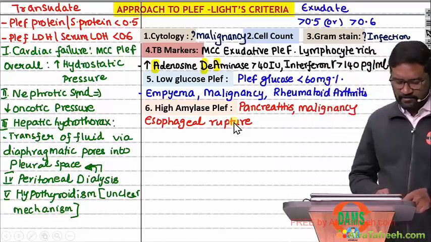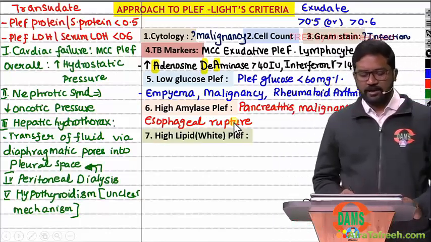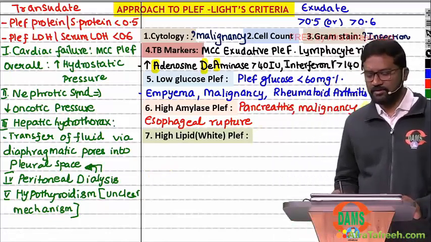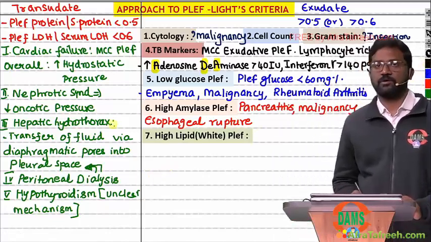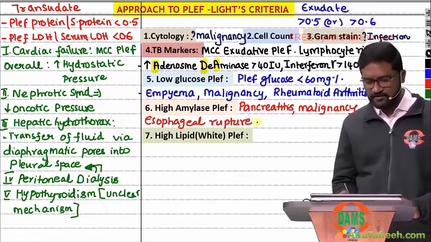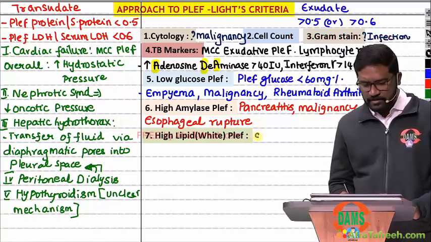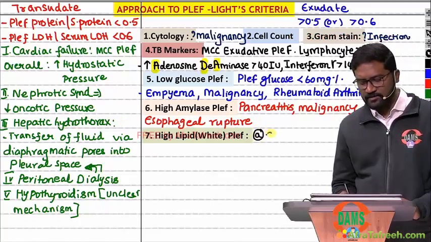Then after this, you should have an idea regarding high lipid pleural effusions. These are also called white colored pleural effusions. So there are two entities in this. Number one is referred to as chylothorax.